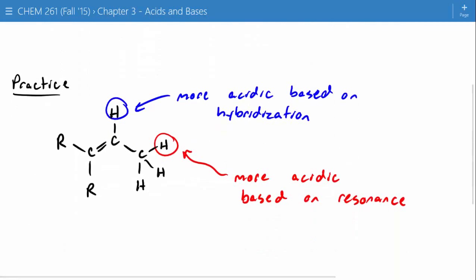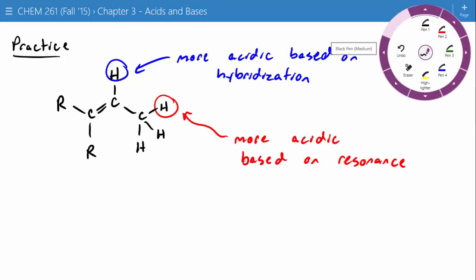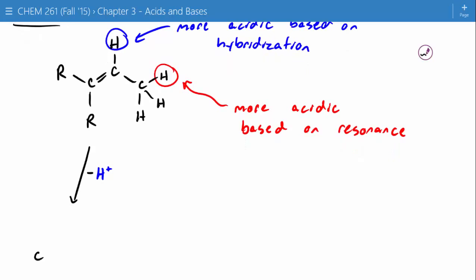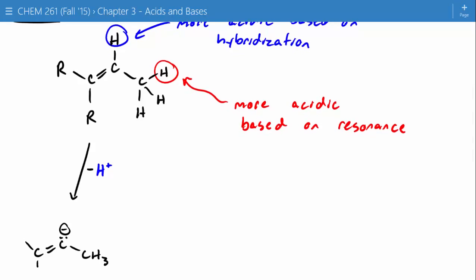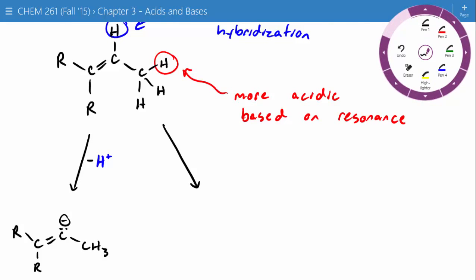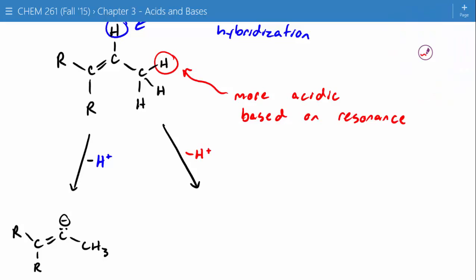All right, so if we go to this example, let's draw the conjugate base for this one. So I'll do minus H plus, so we'll remove that blue proton. If we do that, we've now got carbon, carbon, carbon. We've got a negative charge here, and we've got two R groups. All right, so that's one possible option. The other possible option is let's remove this red proton. And we've got carbon, carbon. Let's finish drawing this all in. What we have to do is ask ourselves, which conjugate base is more stable, the one on the left or the one on the right?